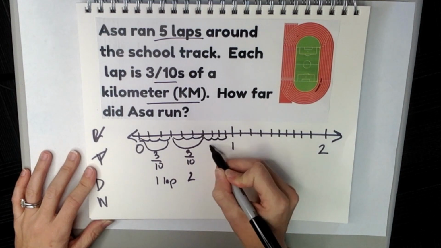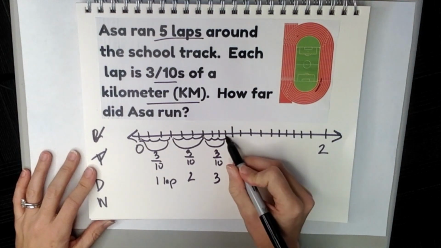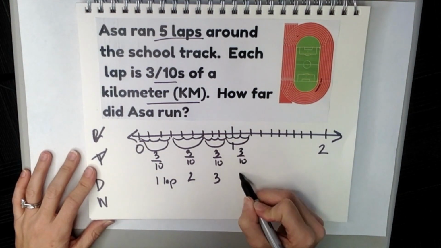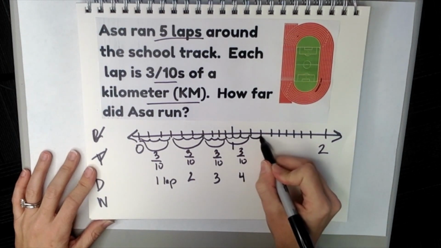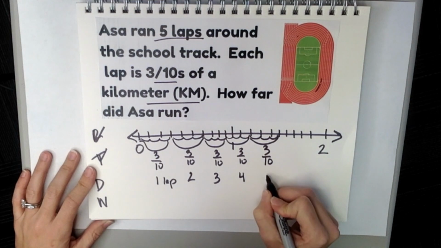1, 2, 3, 3/10. That's the third lap. He has 2 more laps. 1, 2, 3, 3/10. That's the fourth lap, last lap. 1, 2, 3, 3/10. And that's the fifth lap.